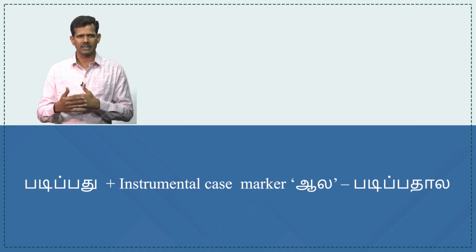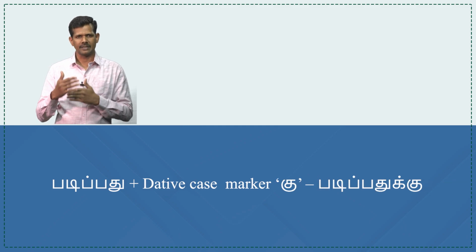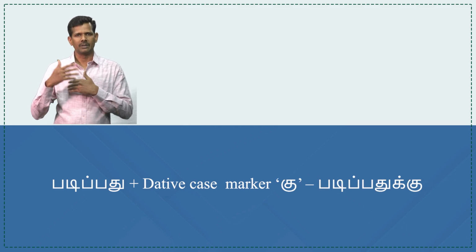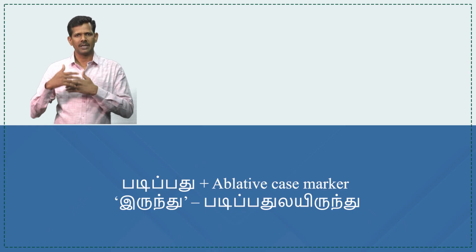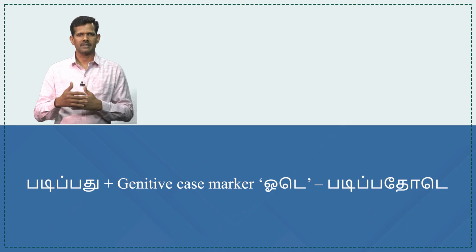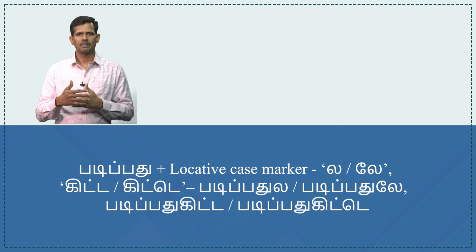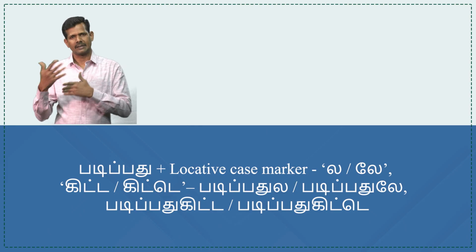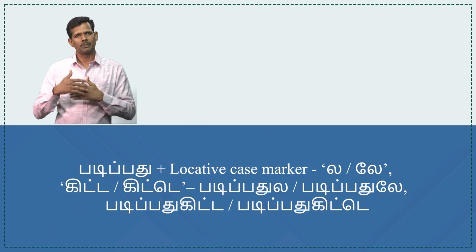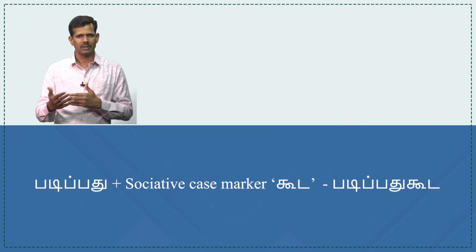படிப்பது plus instrumental case marker ஆளே, படிப்பதாலே. படிப்பது plus dative case marker கு, படிப்பதுக்கு. படிப்பது plus ablative case marker இருந்து, படிப்பதுல இருந்து. படிப்பது plus genitive case marker ஓடே, படிப்பதோடே. படிப்பது plus locative case marker ல or லே, கிட்ட or கிட்டே. படிப்பதுல or படிப்பதுலே. படிப்பது கிட்ட, படிப்பது கிட்டே. படிப்பது plus associative case marker கூட. படிப்பது கூட.